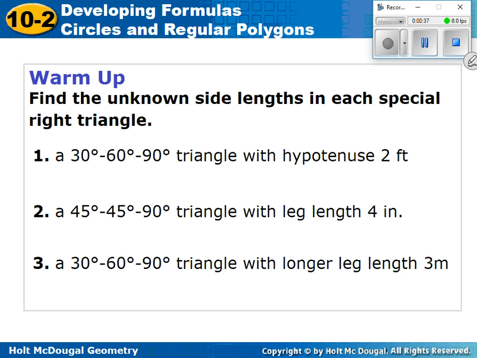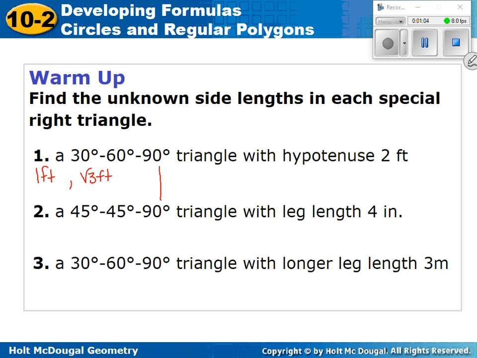All right, help me out here. Raise your hand if you got an answer for number 1. Okay, only a few of you got an answer for number 1. All right, somebody tell me what you got. They gave us the hypotenuse. What are the two legs? 1 foot and the square root of 3 feet. You can put a 1 in front of that, but it's not necessary.